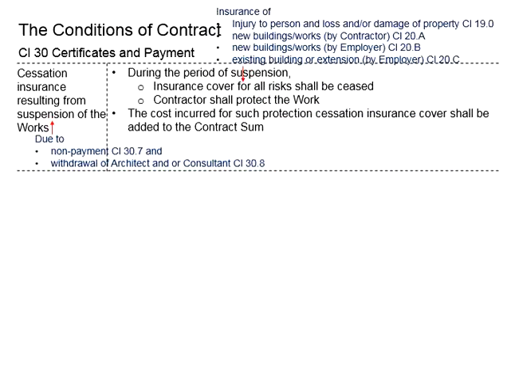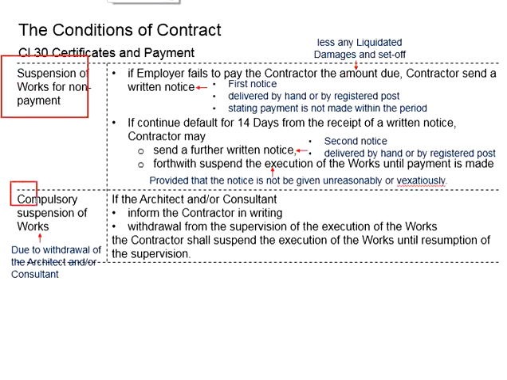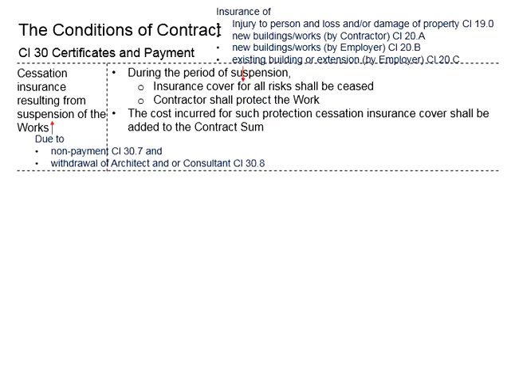Because of the suspension of the work, the insurance should stop covering the risks, and the contractor shall protect the work. The costs incurred related to the protection of the work shall be added to the contract sum. The reason is that in both cases, the suspension of the work is not due to the responsibility of the contractor. Therefore, the contractor is entitled to claim for the cost of the protection of the work.